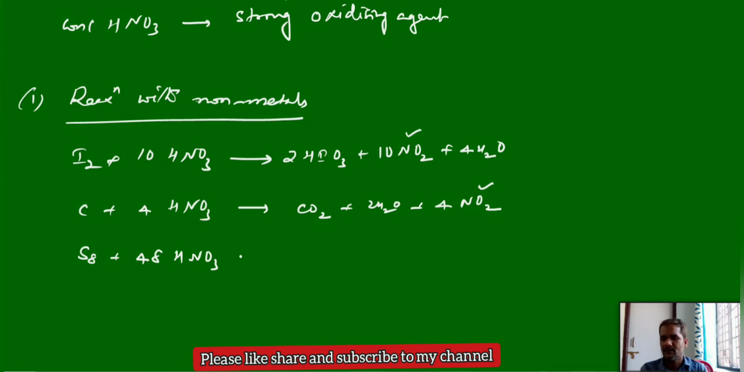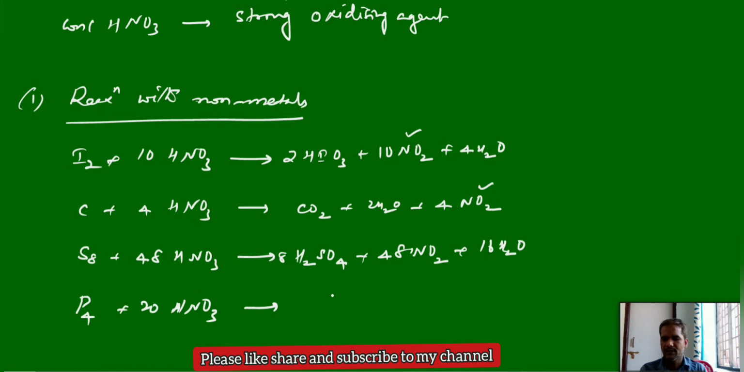Again, sulfur: if we treat it with nitric acid, sulfur can be oxidized into sulfuric acid. And this is a balanced equation. Again, we will get nitrogen dioxide here. Similarly, phosphorus, P4: if we treat it with concentrated nitric acid, phosphorus can be oxidized into phosphoric acid. We will get H3PO4, again nitrogen dioxide plus water.